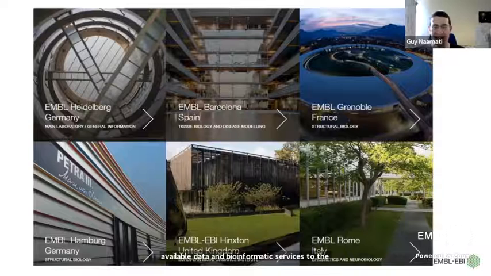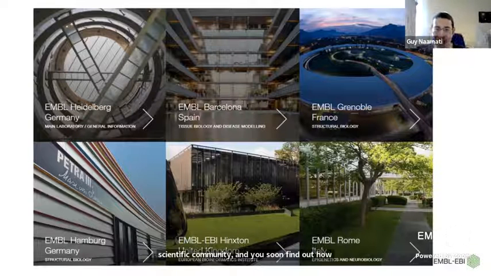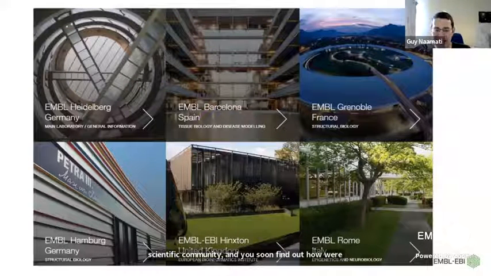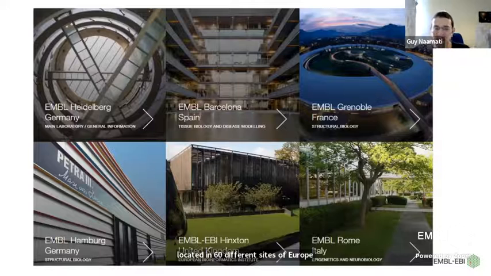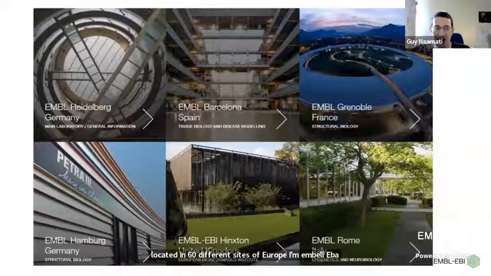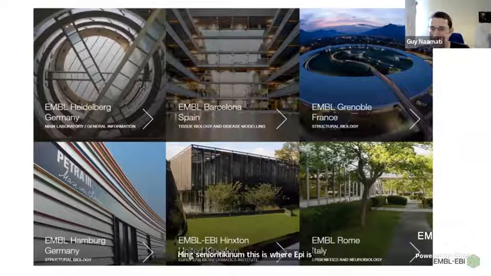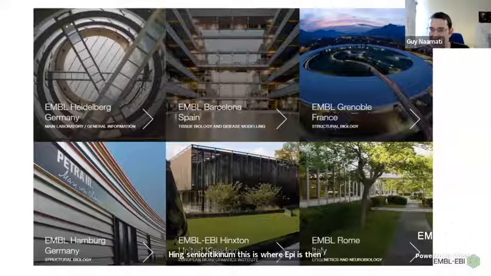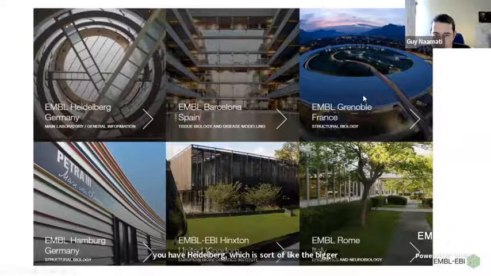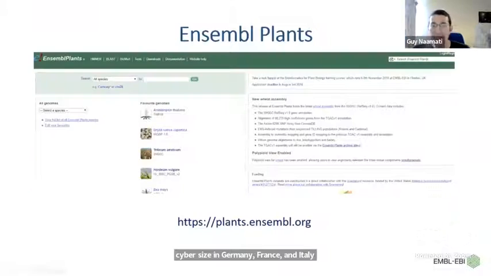We're located in 6 different sites all over Europe. EMBL-EBI Kingston, United Kingdom. This is where EBI is. Then you have Heidelberg, which is the bigger site, but also sites in Germany, France, and Italy. And Spain, sorry. And this is Ensembl Plants. This is what I'm going to be talking about for the next half hour or so.